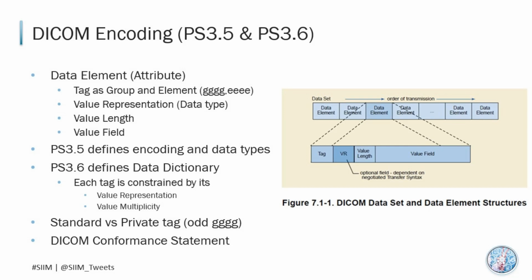DICOM also allows implementers to define their own tag to capture proprietary information on top of the standard. All private tags have odd group values. DICOM defines a specific algorithm for how to generate these private tags without a central registry. To find out more information about private tags, you need to consult the vendor's DICOM conformance statement, which is a public document specifying the DICOM capabilities of the system.